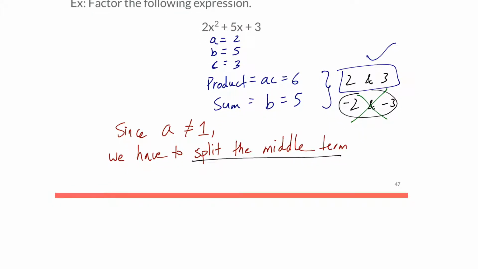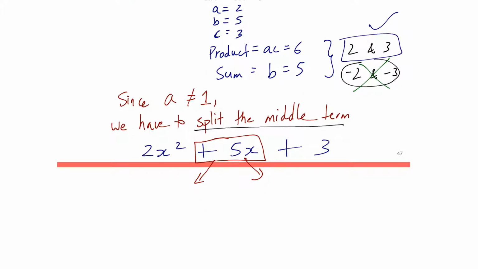We have 2x squared plus 5x plus 3 originally given to us. This is the middle term. And you can break this up using the two numbers we just thought of, the 2 and the 3. You can write this as 2x plus 3x, or you could write 3x plus 2x. It doesn't matter. But everything else is still the same. We have 2x squared plus here, and that over there.